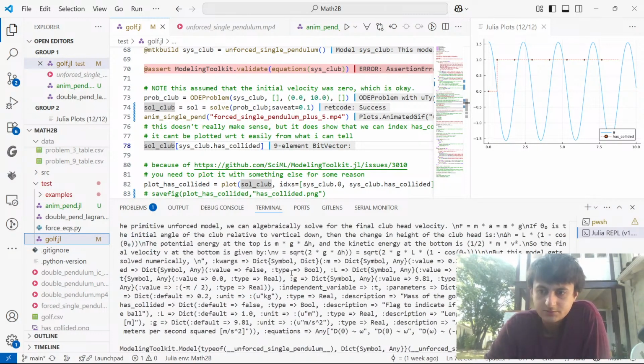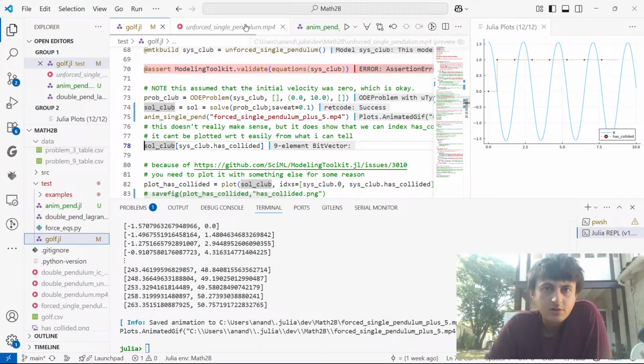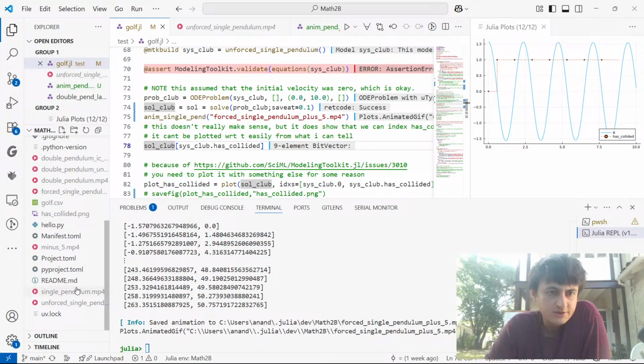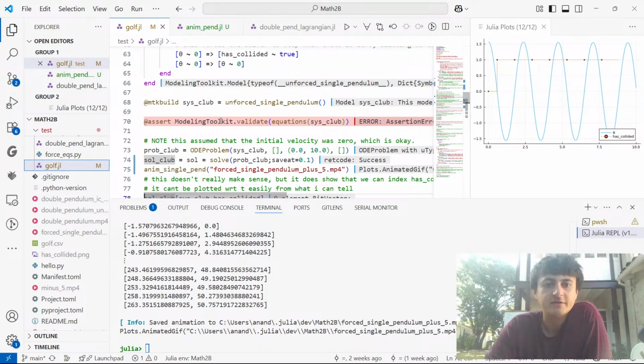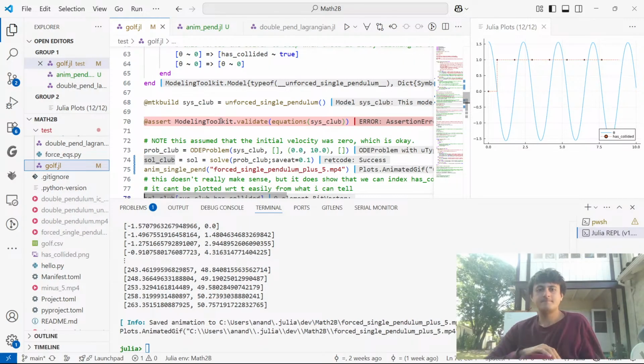Okay, did it run? All right, so what's our new one? It's called the forced single pendulum. So here, okay, great. That's what I want, because I do want it to go from left to right. Okay. Good.